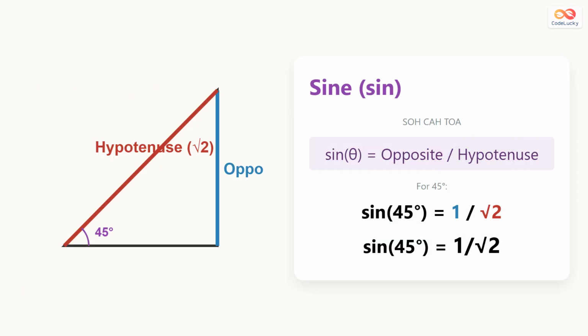Now we can calculate sine. Remember SOH CAH TOA. Sine is opposite over hypotenuse. For our 45-degree angle, the opposite side is 1, and the hypotenuse is the square root of 2. So, sine of 45 degrees is 1 over the square root of 2.